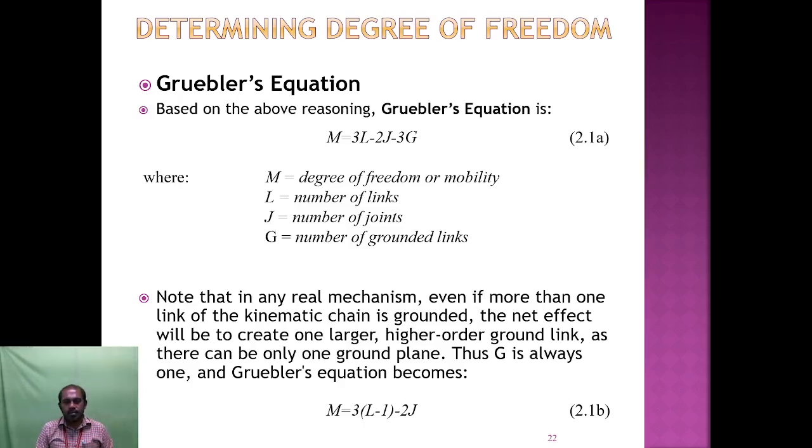Kepler equation. Okay, listen. Note that in any real mechanism, even if more than one link of the kinematic chain is grounded, the net effect will be to create one larger, higher-order ground link, as there can be only one ground plane. Thus G is always 1, and the Kepler equation becomes M equals 3(L minus 1) minus 2J.